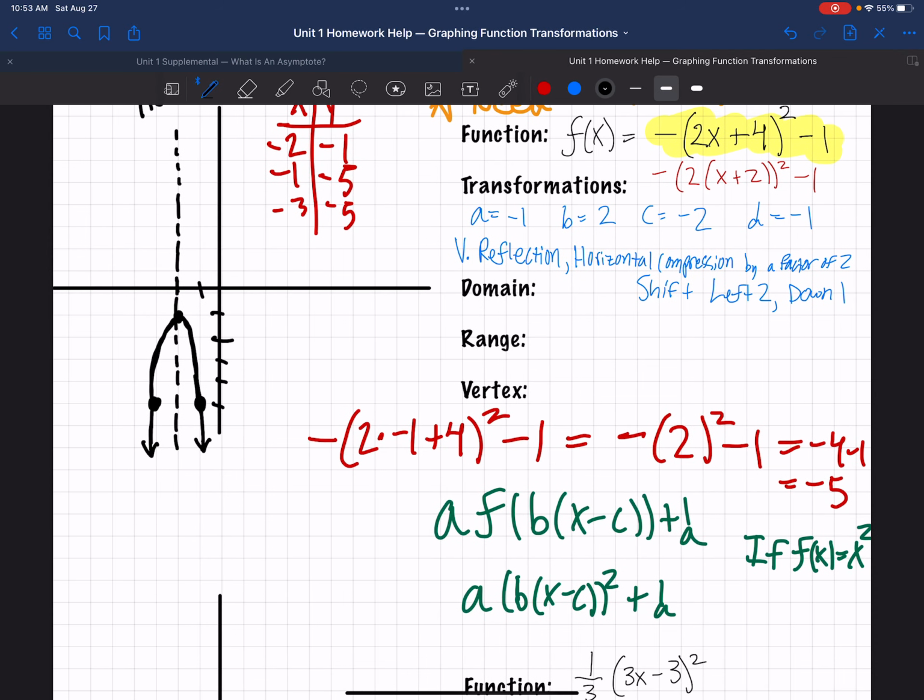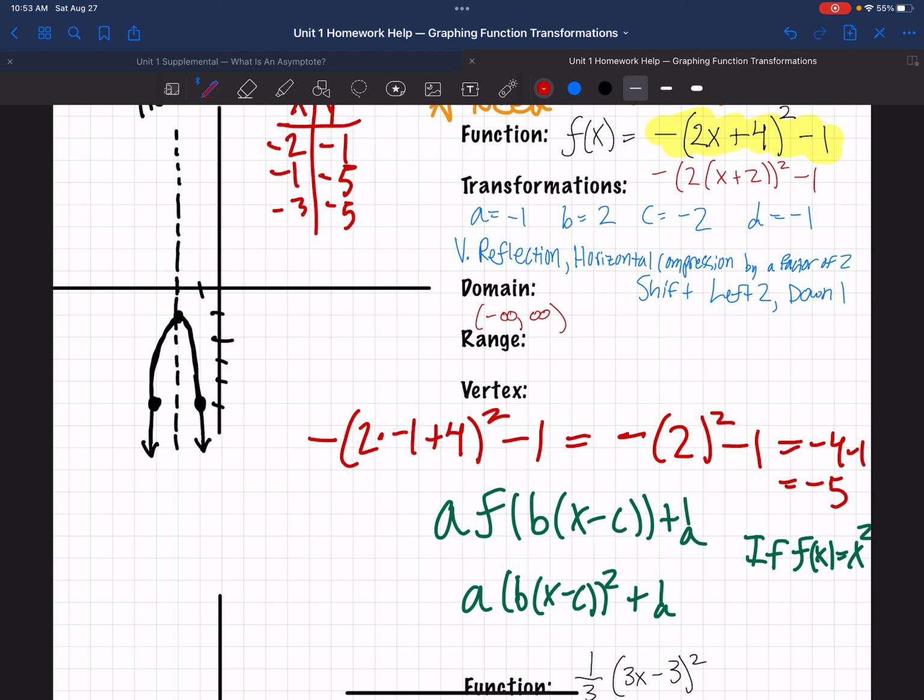Okay. And there's my graph, and I got those points for free. You only need those 3. You're welcome to find more, but those 3 are good enough. And now, from here, I should be able to figure out the rest. Domain, you're looking at the graph. It reads all the way left, all the way right. It's defined for all real numbers. So the domain is -infinity to +infinity. Range, however, has been shifted down and flipped.